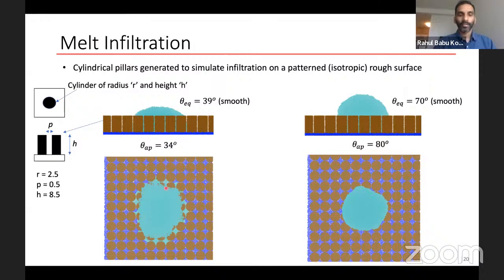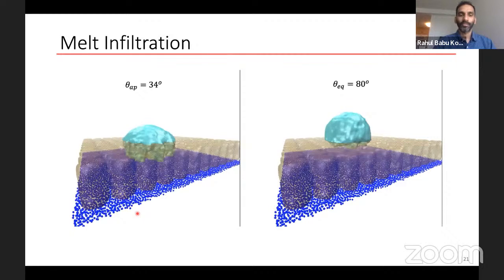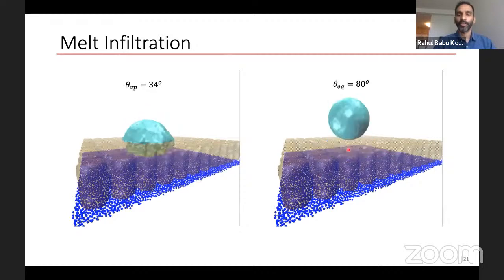These are very recent results, less than a month old. And again, this is pretty much the same things that we looked at on a smooth surface. We're looking at the spreading rates. We're looking at infiltration rates, which is of interest here. Here is a quick movie of this infiltration process. As you can see, the 39-degree contact angle infiltrates and spreads much faster compared to the larger contact angle.